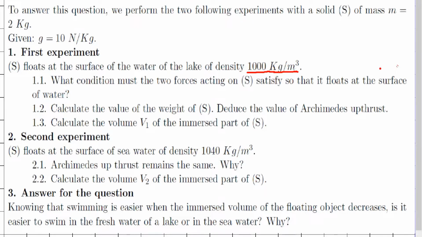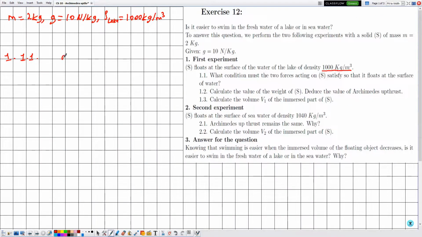1.1, what condition must the two forces acting on S satisfy so that it floats at the surface of water? So in other words, they are asking me about the condition of equilibrium. So let's write at equilibrium. Then how do you apply this condition? Always on the left we write the sum of forces acting on the solid S. So what are the forces acting on the solid S?